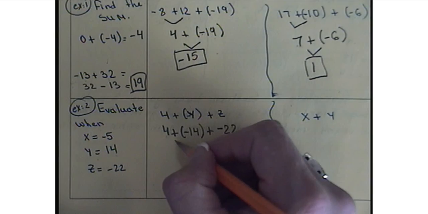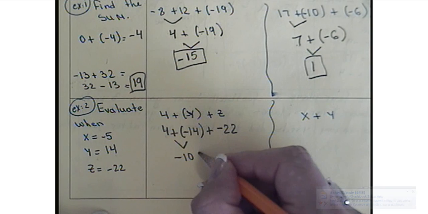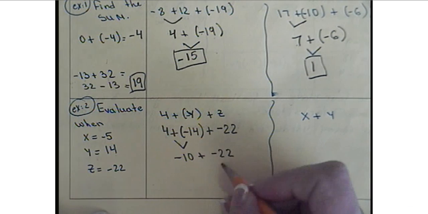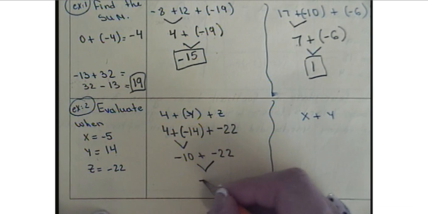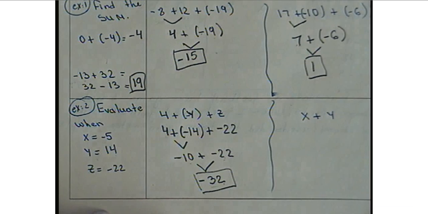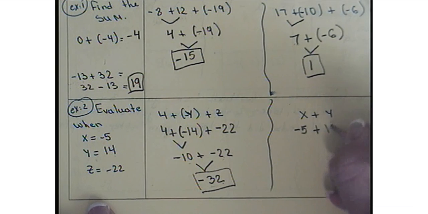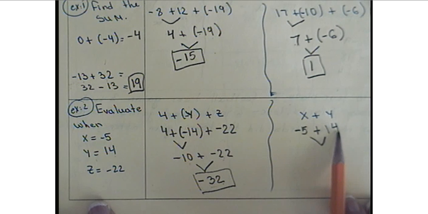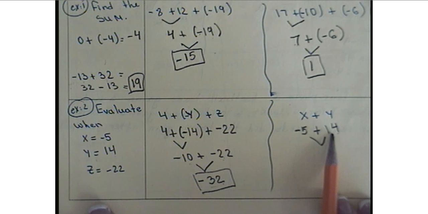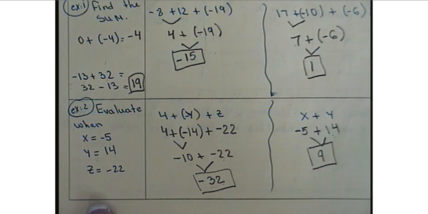So 4 plus negative 14 will give me negative 10, and then plus negative 22. So negative 10 plus negative 22 will give us negative 32. Two numbers with the same sign, we add those two. 10 plus 22 is 32, and we keep the negative sign. Next expression is x plus y. So x is negative 5 plus y is 14. Negative 5 plus 14, both numbers have different signs, so we're going to subtract those. 14 minus 5 is 9, and we will keep the sign of the larger number, which in this case is a positive number.